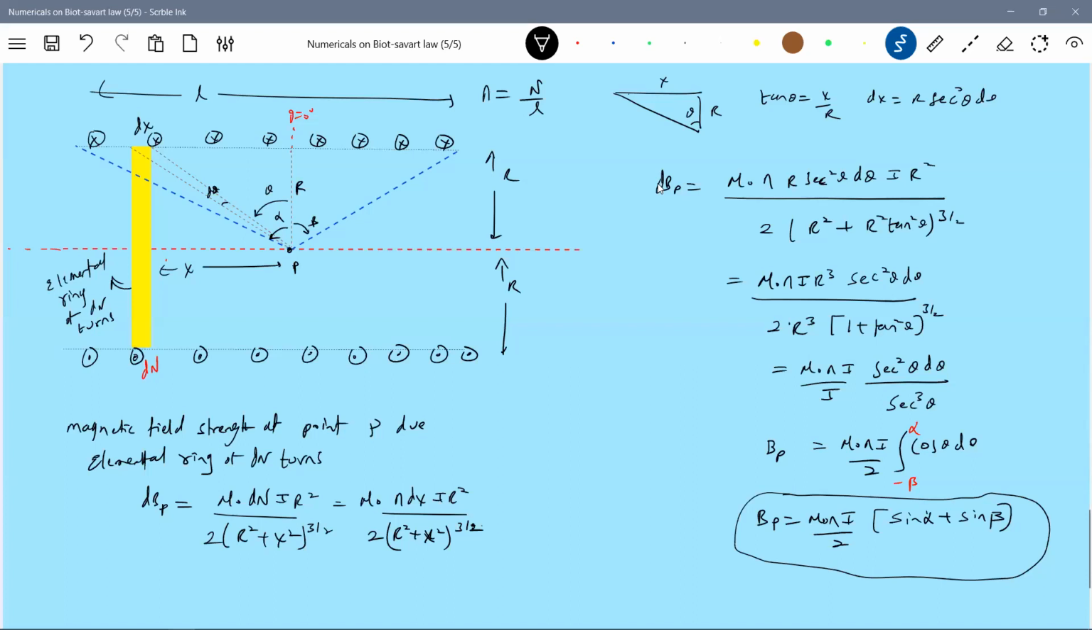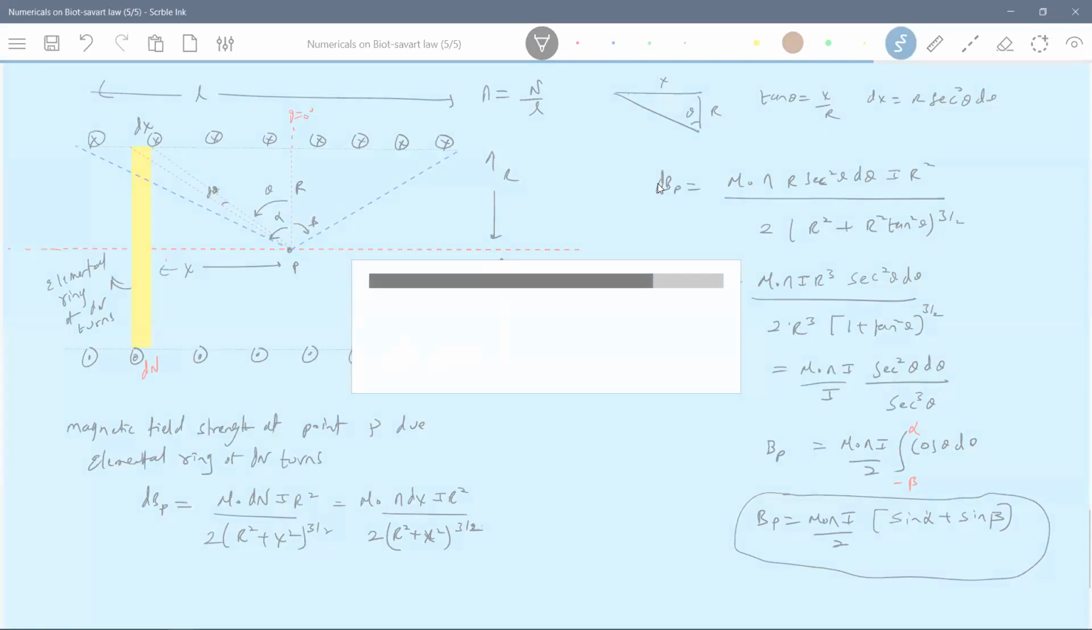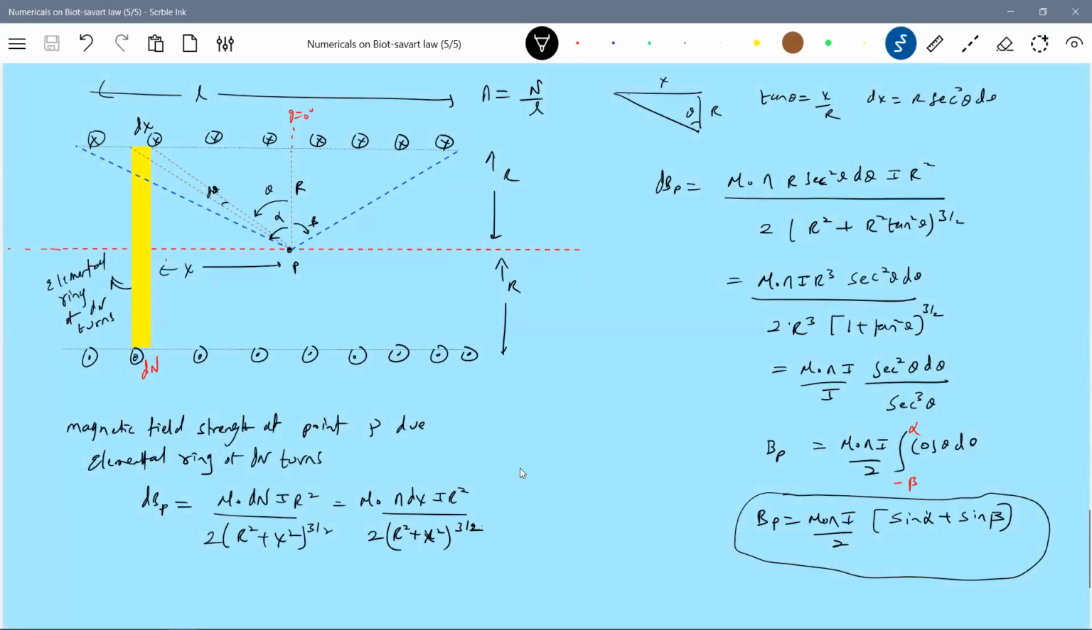I think the chance of them asking for the derivation in advance is ruled out. No, in advance means only the formula is what you have to remember, and the application part. I'll go to the next one.